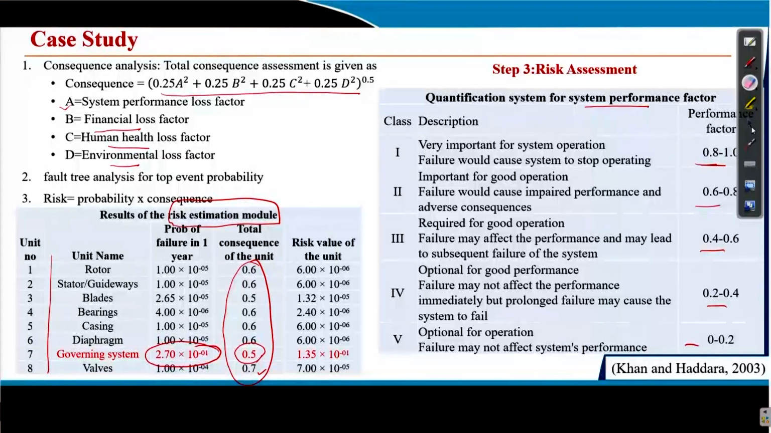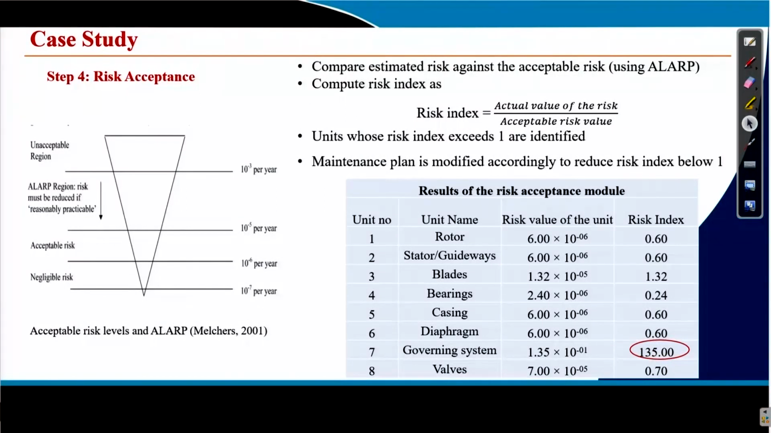Now what we are basically trying to tell you is that we know the governing system, so the other units we are not going to show you, I will just show you only the governing system. So how will you proceed further? You got the risk value, but you have to understand whether the risk can be accepted or not.